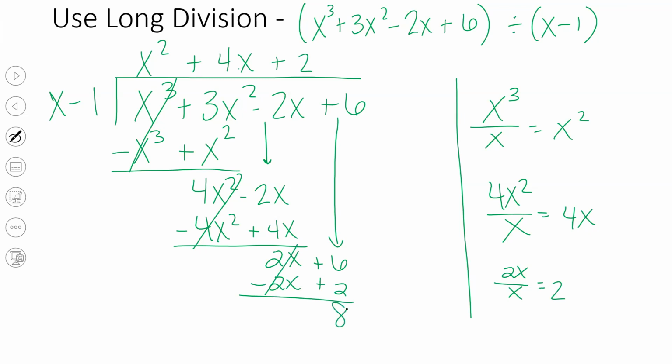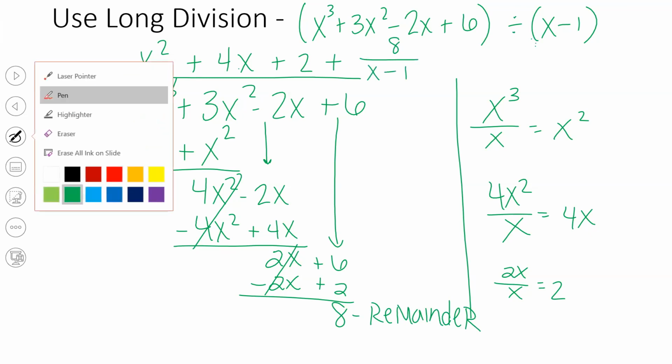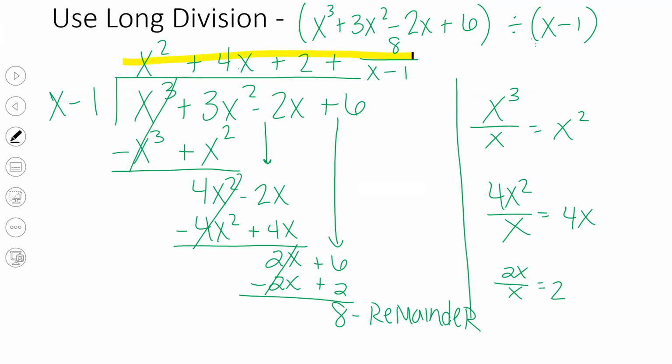What is that called at the bottom? My remainder. This right here is my remainder. How do I write my remainder as part of my answer? What's going to come after this 2? A plus. Why is it plus instead of minus? 8's positive, so it's going to have a plus sign. And then I need a fraction. 8 over what I divided by, which was x minus 1. And that would be my final answer.